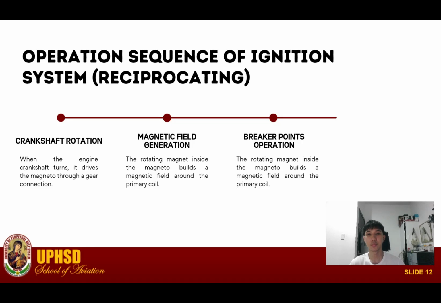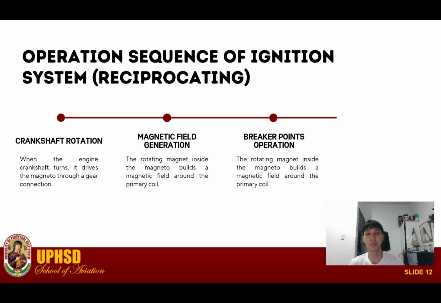The first step would be the crankshaft rotation. The process begins with the crankshaft rotation. As the engine crankshaft turns, it drives the magneto through a gear mechanism. This means that the magneto is mechanically connected to the engine, allowing it to operate without relying on the aircraft's battery.